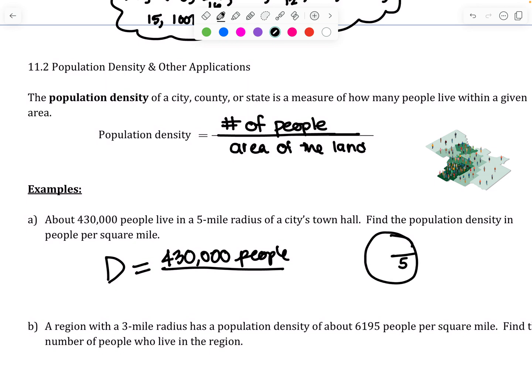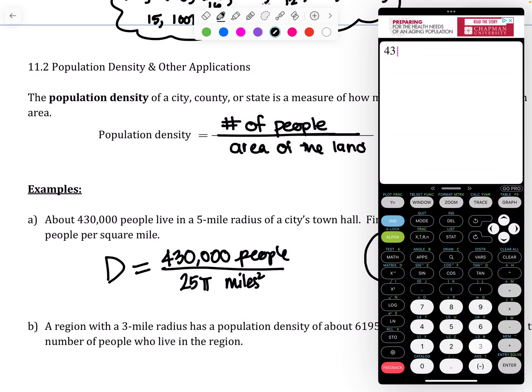So here is an area with a 5-mile radius. So this area is pi r squared, or 25 pi miles squared. So my area is 25 pi miles squared. So when I want to find my density, the units are going to be people per miles squared. So 430,000.